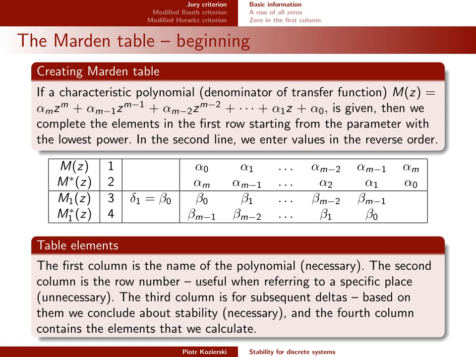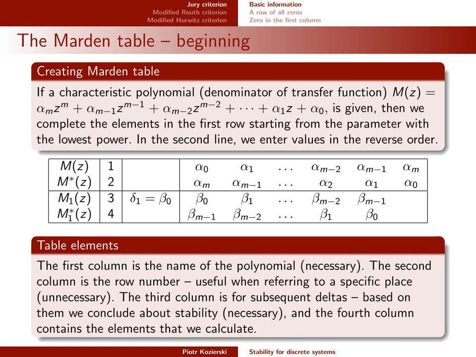The jury criterion uses the Marden table, which must be completed first. The slide shows the beginning of such a table. The first column contains the names of subsequent polynomials. This column must be filled correctly. The fourth column contains the parameters of subsequent polynomials. We complete the first row with the parameters of the characteristic polynomial, starting with the parameter at the lowest power. The second line should be rewritten, but in reverse order.